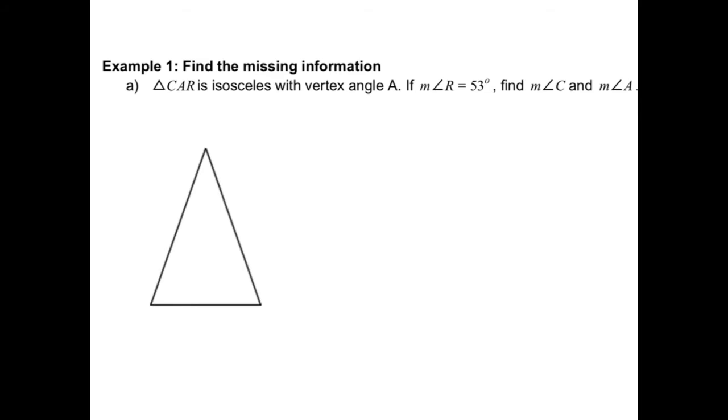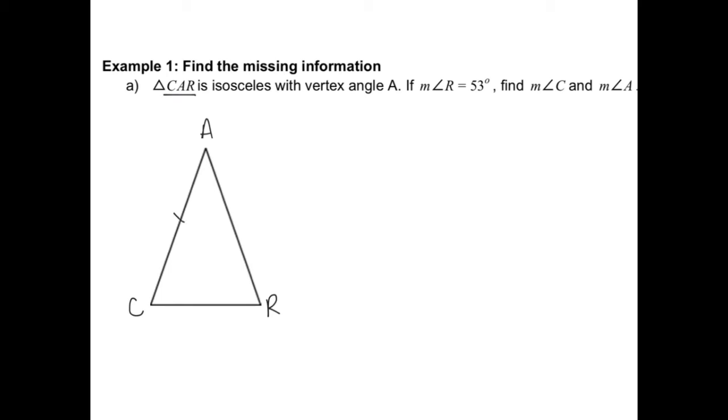In this triangle, I purposely did not label the vertices because I wanted to focus on the fact that it says that triangle CAR is isosceles with vertex angle A. So that means that vertex angle A is the one that's in between the 2 congruent sides. Based on the way this triangle is set up, I would prefer to set up A being in the middle there at the top. And then since it does say CAR, I'm just going to go clockwise with this naming and make it triangle CAR here. And then the vertex angle is A.